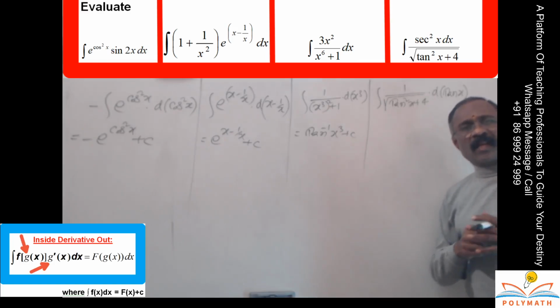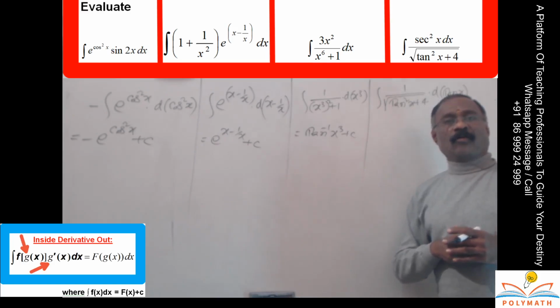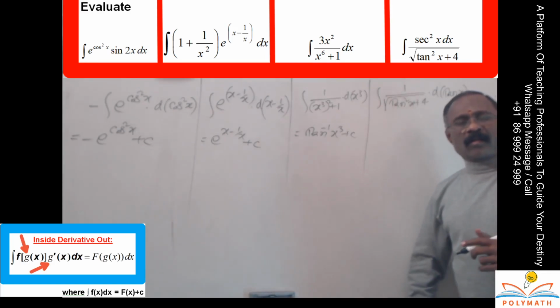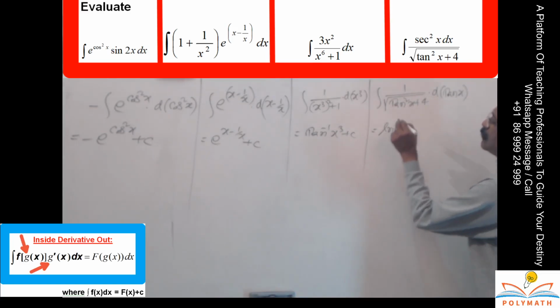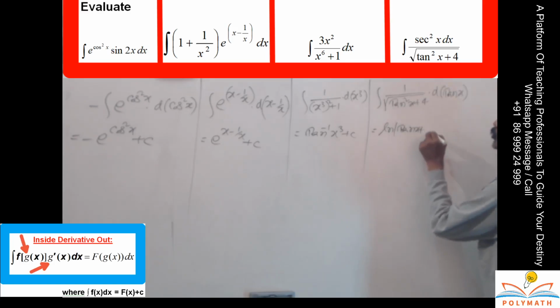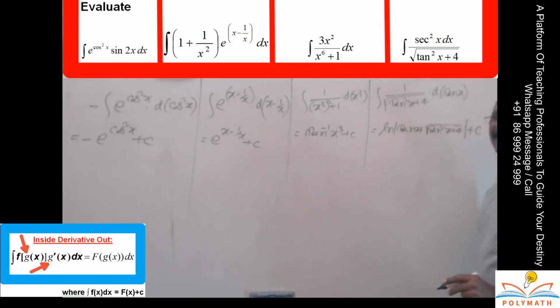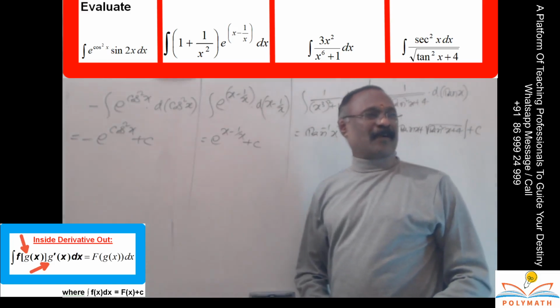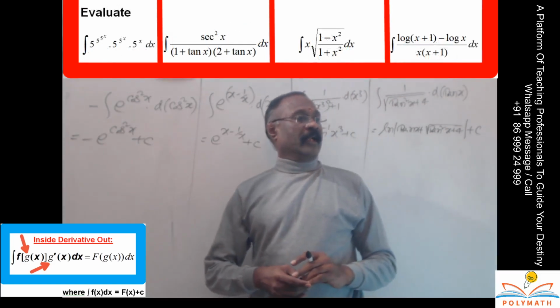But in JE level, you don't have hyperbolic functions and hyperbolic inverses. You have only the equivalent logarithmic value. So it is ln mod of x plus root over x square plus 4, plus c. That's it. All the 4 problems are done here. Let us see the next one now.